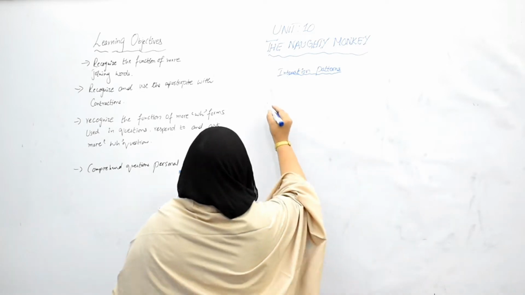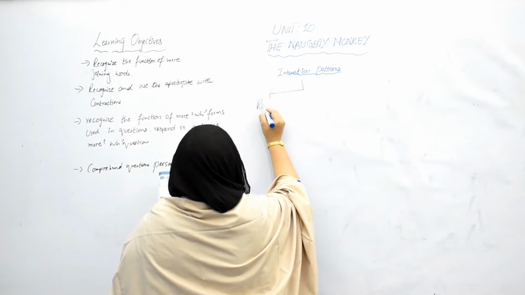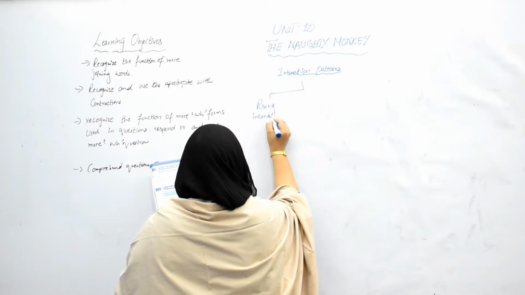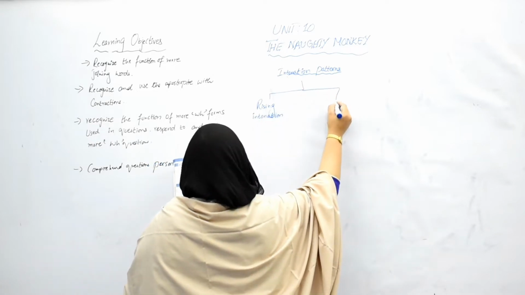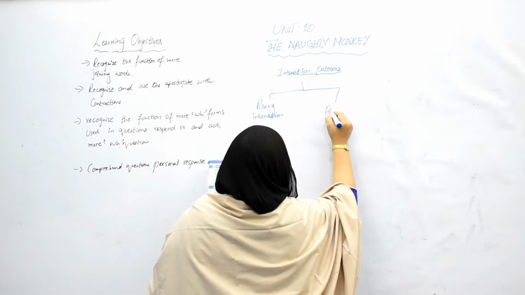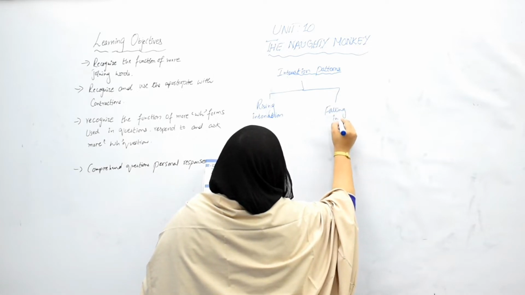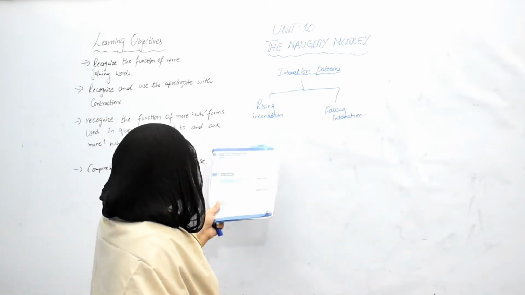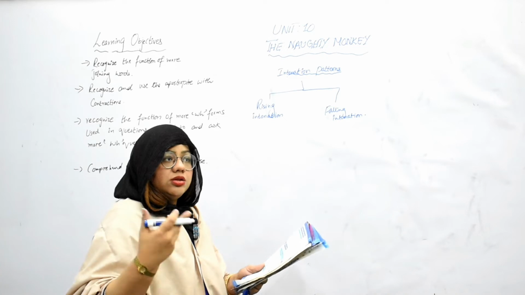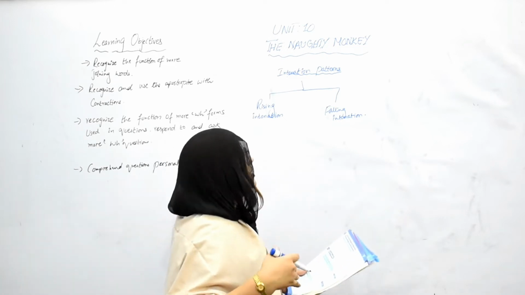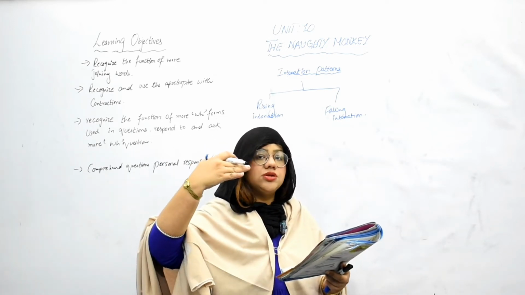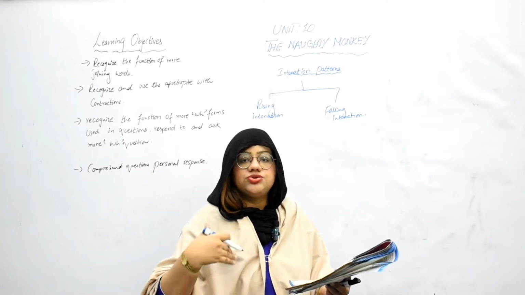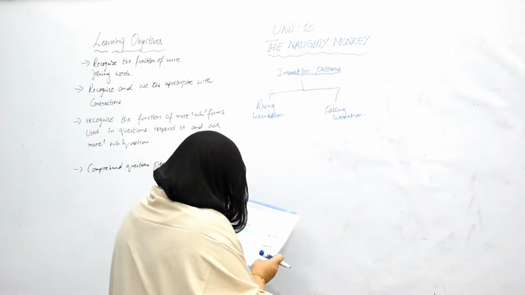Number one is the rising intonation. Number two is the falling intonation. There are two forms of intonation patterns. Now you have an understanding that rising intonation means the voice rises. In what cases does a person's voice rise? There are some sorts of forms.